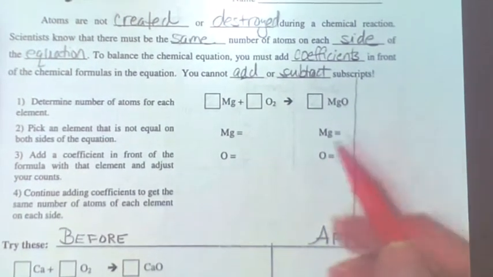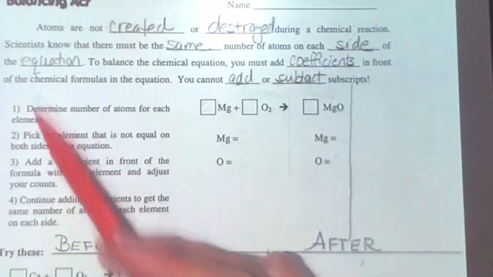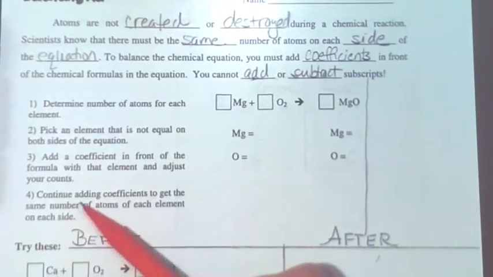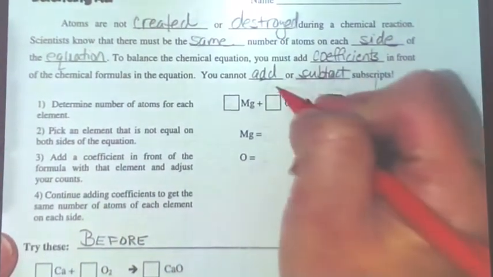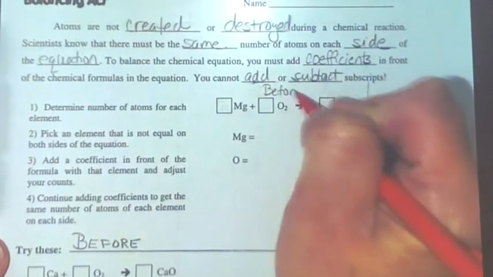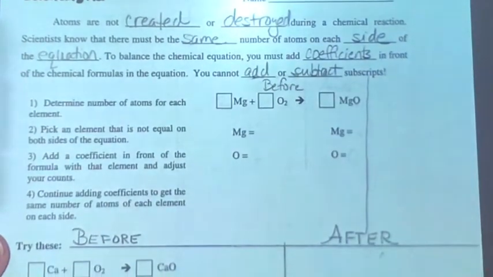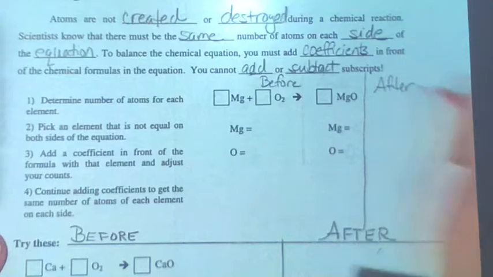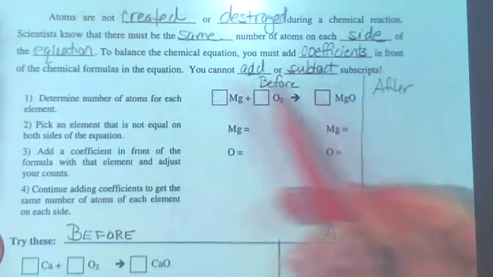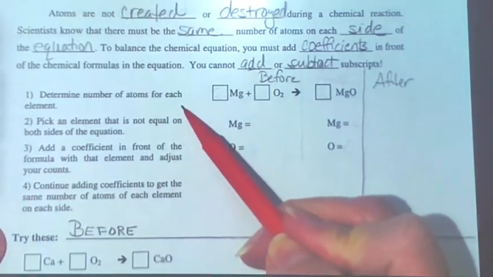Okay, so let's do a practice one. If we follow along on the left here, it's going to give us the steps to follow. And this is going to be our before, so before we change anything, and then this is going to be our after. Okay? So it says determine the number of atoms for each element.